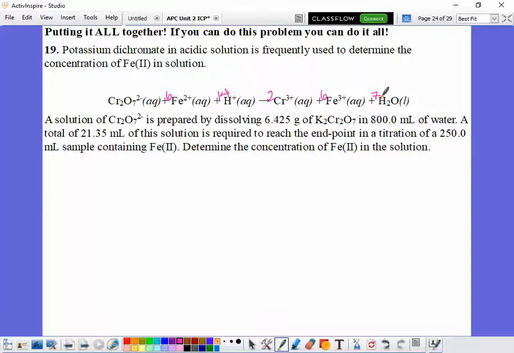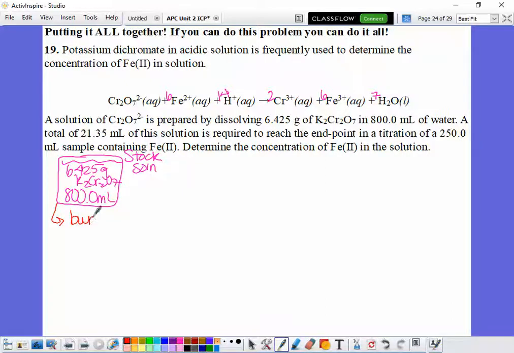So, a solution of dichromate is prepared by dissolving 6.425 grams of potassium dichromate in 800 milliliters of water. So here's my beaker, my stock solution. In that, I dissolved 6.425 grams of potassium dichromate to make a total of 800 milliliters of that solution. And then I put that solution into a burette, which I then used to titrate.